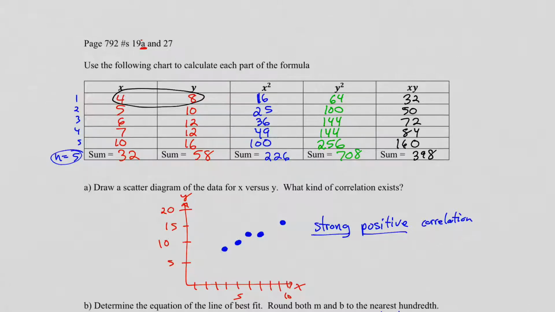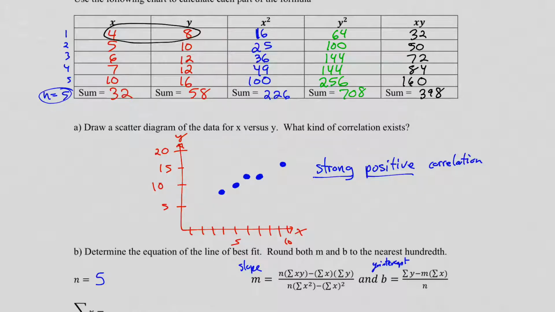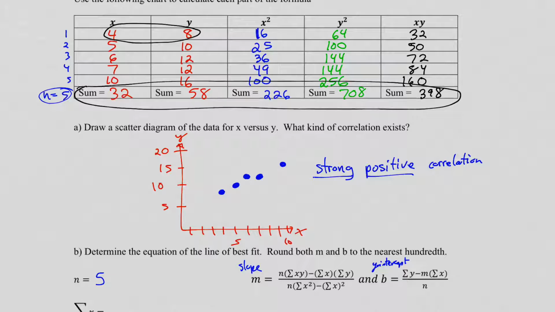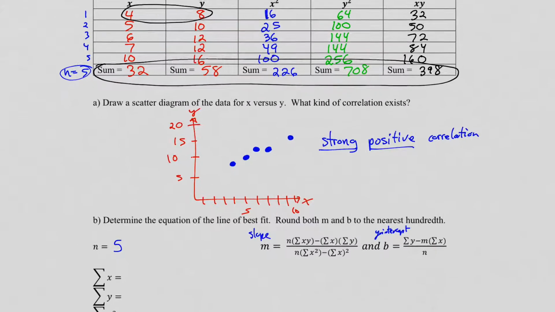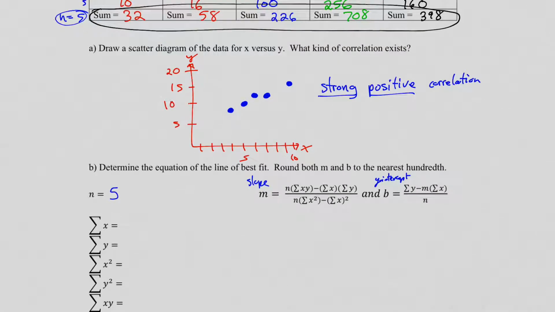Okay? So the formula basically needs all of these values down here. Okay? So we can cover that up. Alright, so we can go ahead and transfer those numbers down here if you want. So we got 32, 58, 226, 708, and 398. Okay?